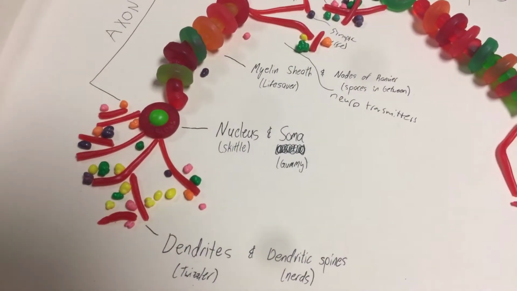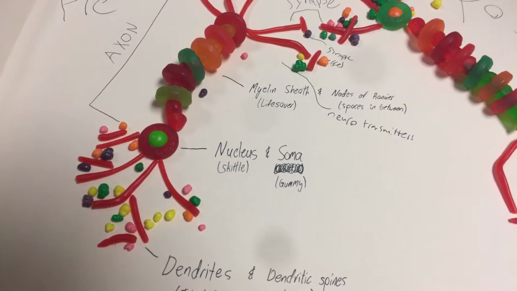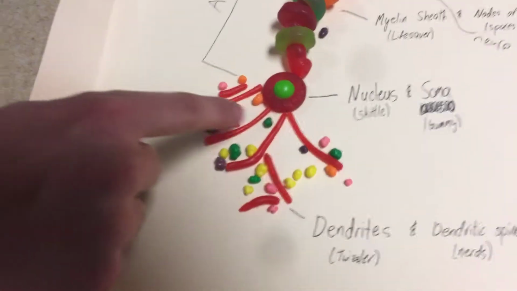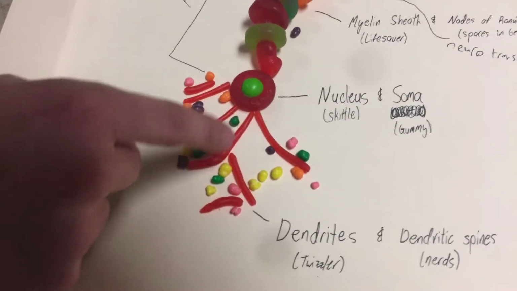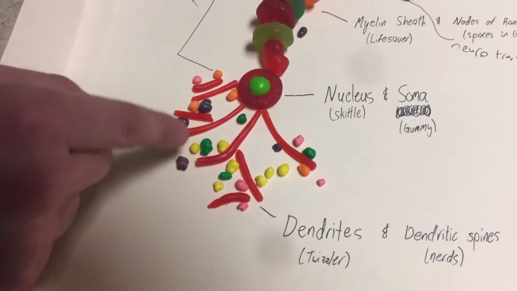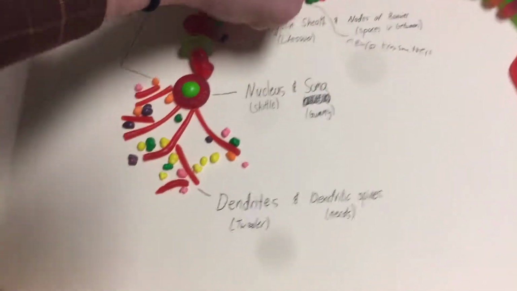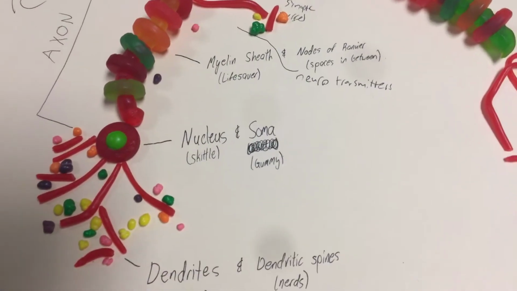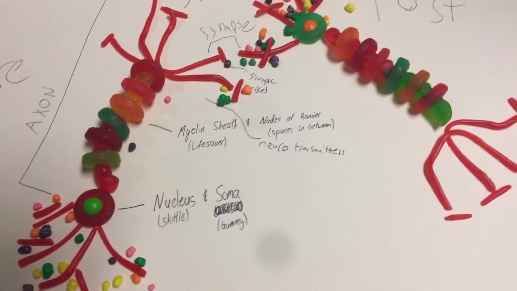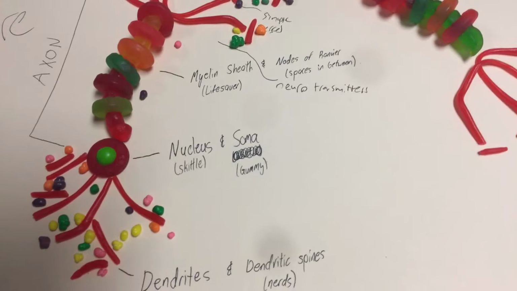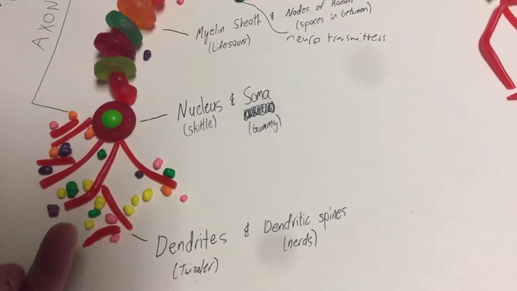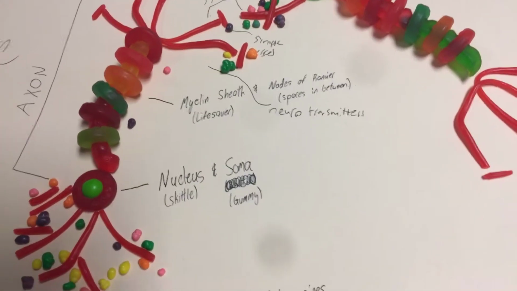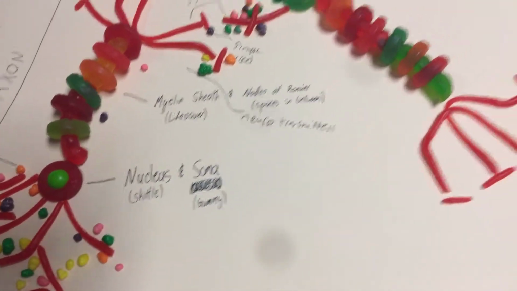Next on the list we have the dendrites. They are right here, represented by the Twizzler pieces, these like tentacles coming out of the cell body. We have them here and right here. Dendrites conduct electrochemical stimulation, which is received from other neural cells, and then those go into the soma, the electrochemical signals.